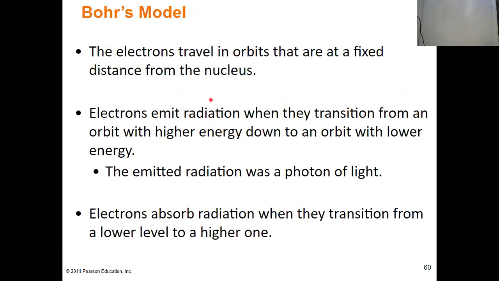The electrons are going to emit radiation, or release it, when they transition from a higher energy level to a lower energy level. And if they transition from a lower level to a higher level, they're going to need to absorb energy.